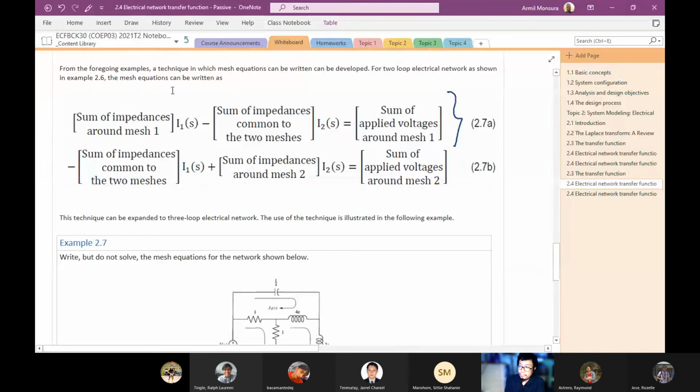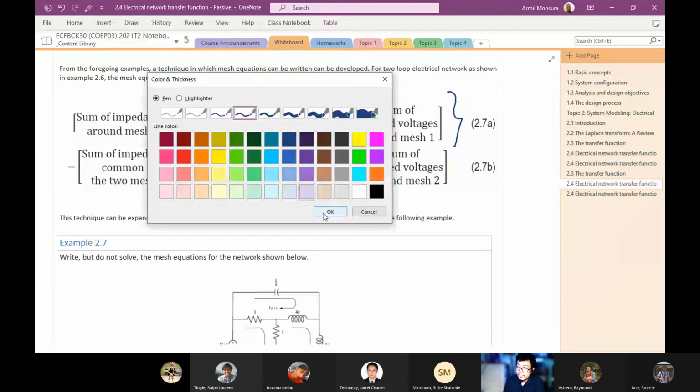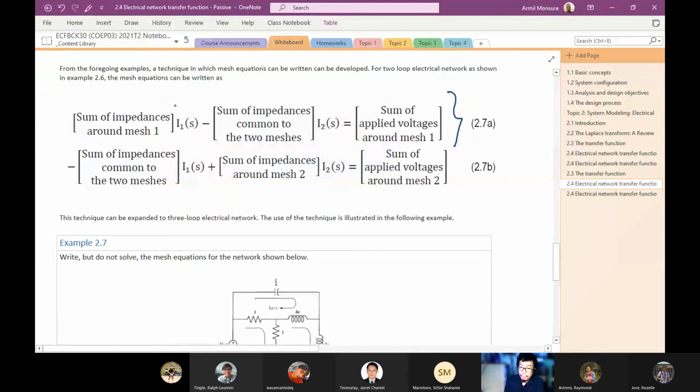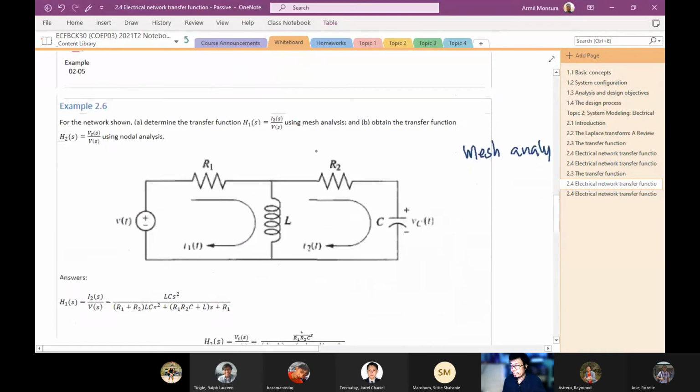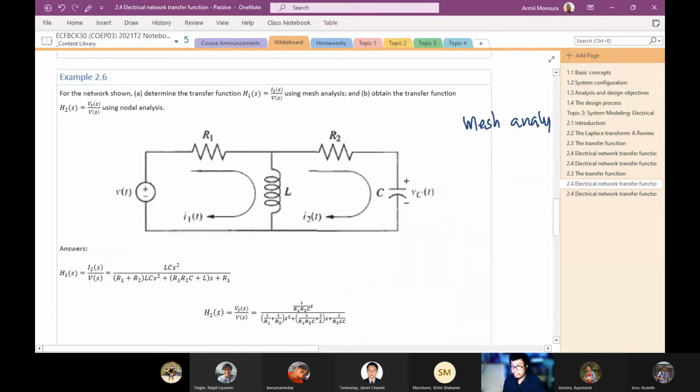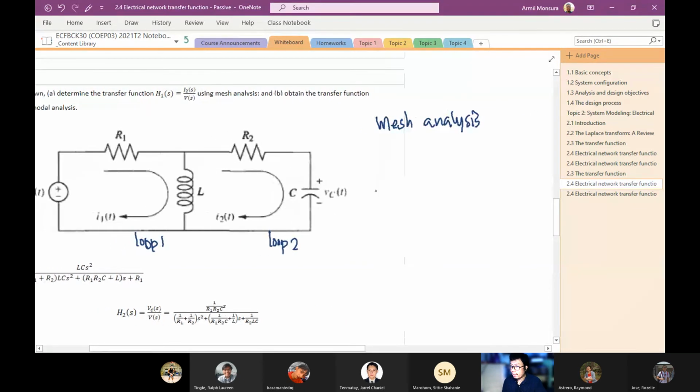Okay, so ganito. Kung yung circuit nyo, merong dalawang loops, meron dalawang current na tatakbo dun sa loops niyo. For example, in this case, meron kayong dalawang loops. Say this one is the first loop or loop 1. And the other loop is called loop 2. Take note lang that I1 flows through loop 1, while I2 is at loop 2.